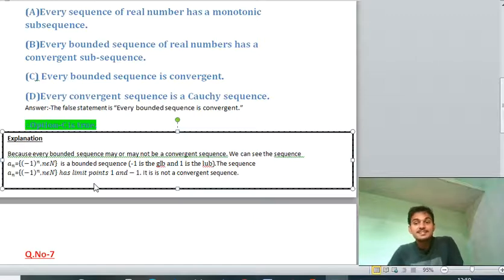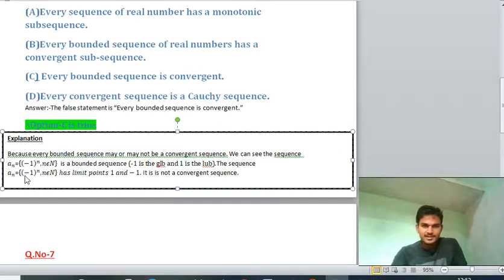And the definition of a divergent sequence is: a sequence a_n is said to be divergent if limit superior a_n is equal to limit inferior a_n is equal to plus infinity, or limit superior a_n is equal to limit inferior a_n is equal to minus infinity.